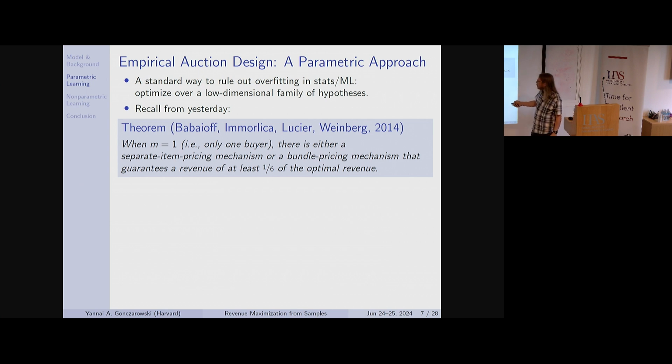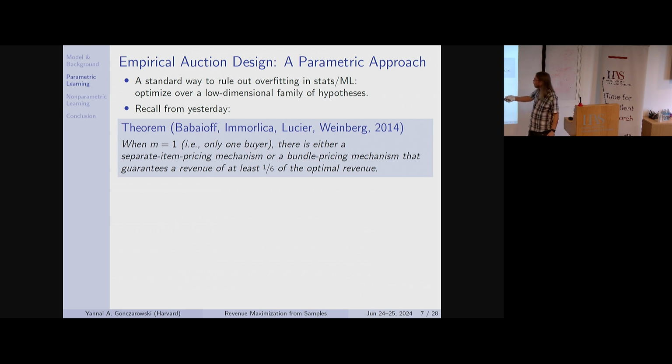There is either a separate item pricing mechanism or a bundle pricing mechanism that guarantees a revenue. The guarantee of that mechanism, in Sergio's language from yesterday, is at least 1/6 of the optimal revenue. I'm phrasing it like this. Usually the way you would see it phrased is the maximum of the best separate item selling mechanism or the best bundle pricing mechanism will give you at least 1/6.